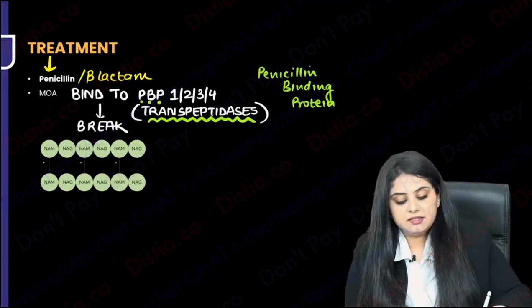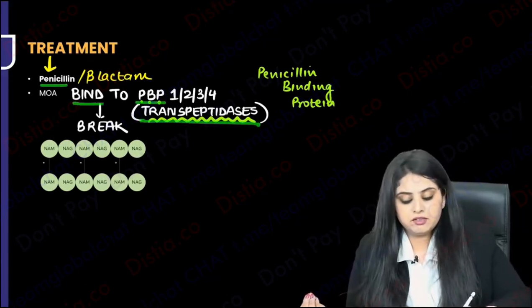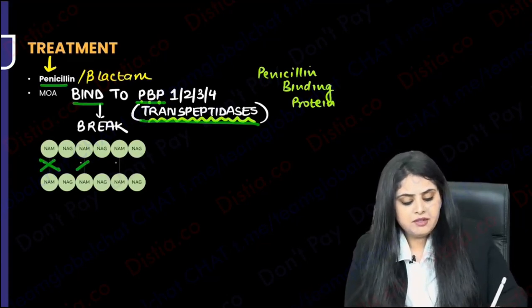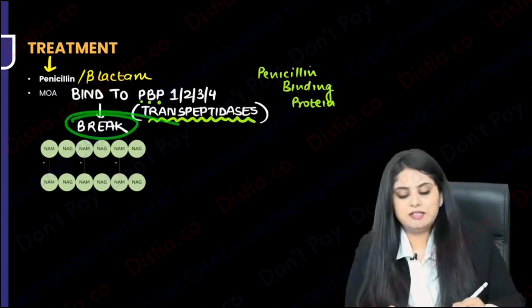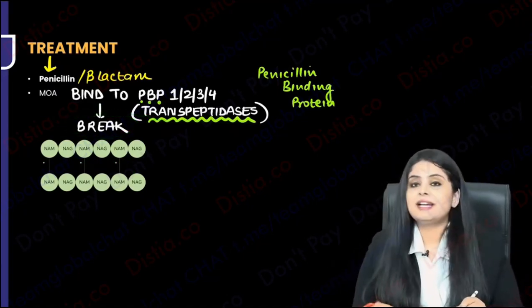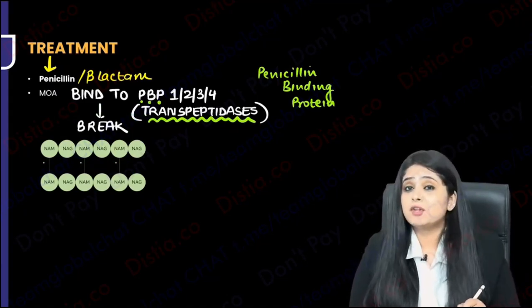So what is the penicillin going to do? Penicillin will bind obviously to penicillin binding protein or transpeptidases, and penicillin will break this wall. So simple, bacteria gaya, cell wall gaya, so the bacteria is also gone. But do you think the bacteria is that simple, that innocent? Now no bacteria is that innocent. Now we have a lot of resistance.